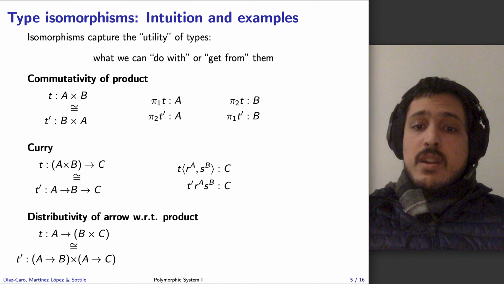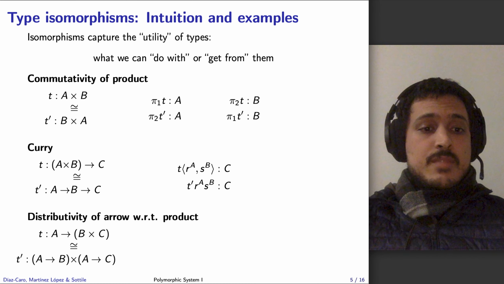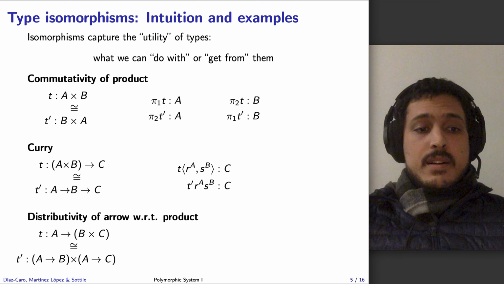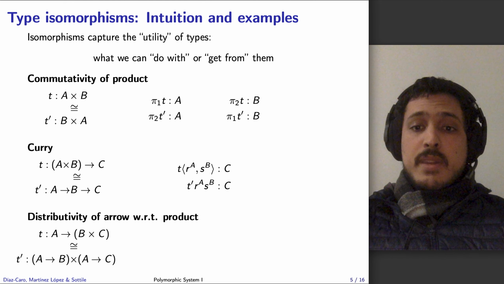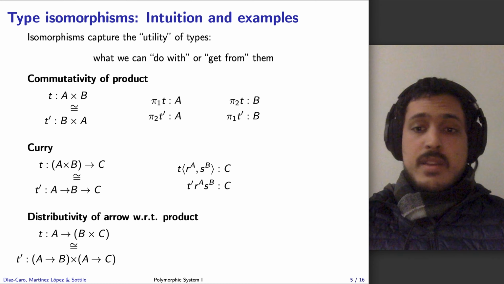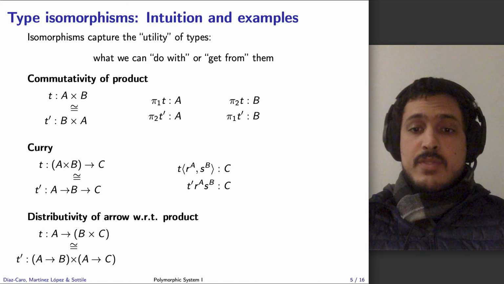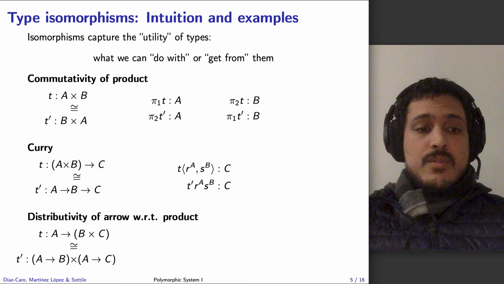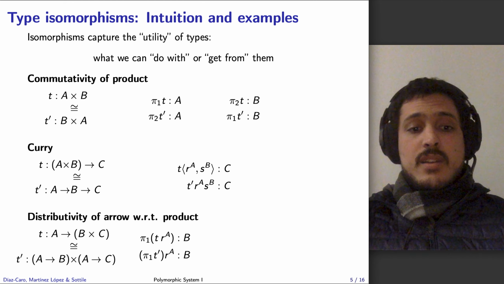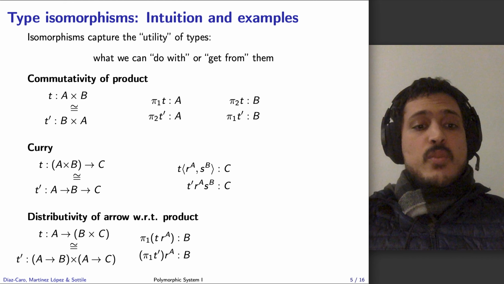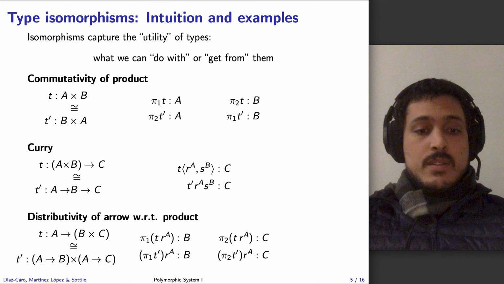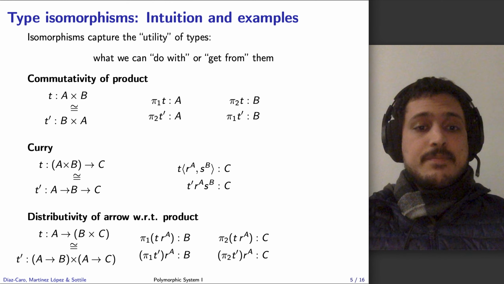The distributivity of the arrow with respect to the product isomorphism, which is probably a less known isomorphism, says that t is a function from A to a pair B and C, and t prime is a pair of two functions, A to B and A to C. We can apply t and then project, and we get the B, and we can project t prime and then apply it, and we also get the B. The same happens for C.